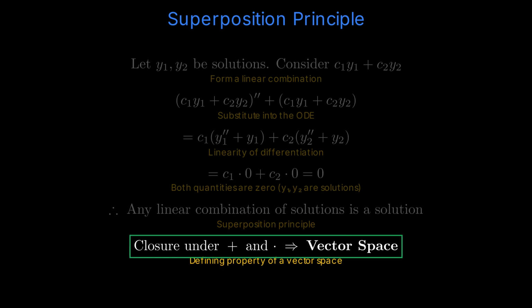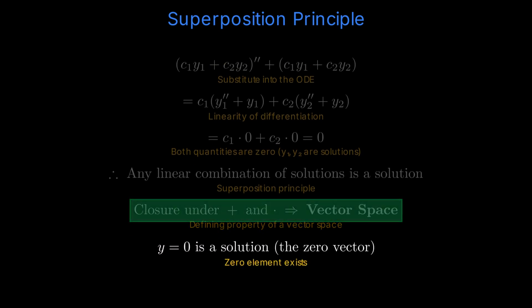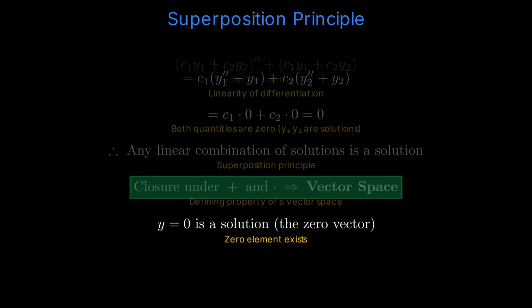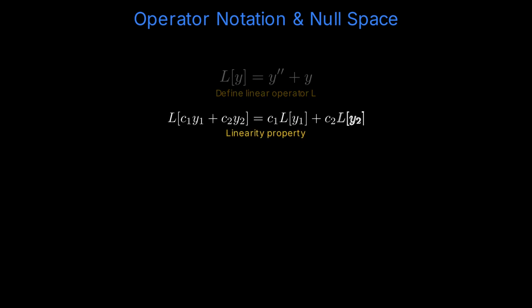That's closure under addition and scalar multiplication, the defining property of a vector space. The zero function is also a solution, the zero vector. These vectors are functions, not number columns, but the axioms hold. This closure property reveals an operator at work. Define L of y as y'' plus y. L is a linear operator. L of c1 y1 plus c2 y2 equals c1 times L of y1 plus c2 times L of y2.